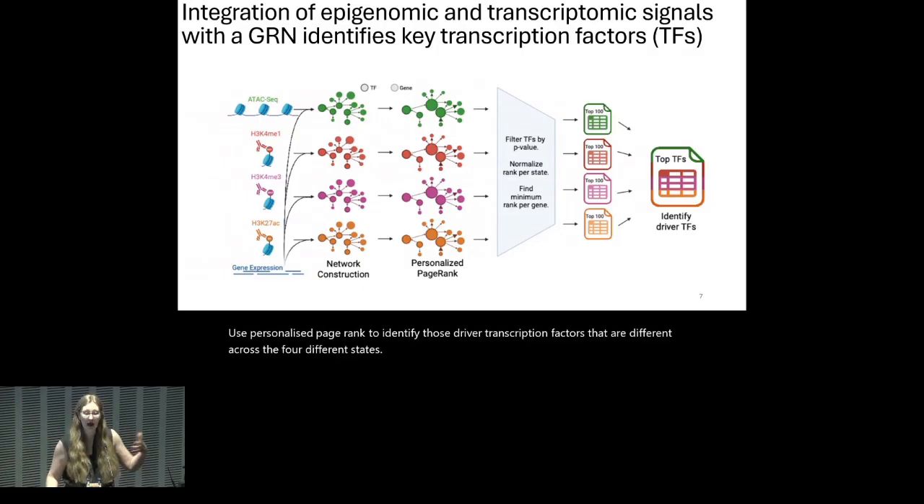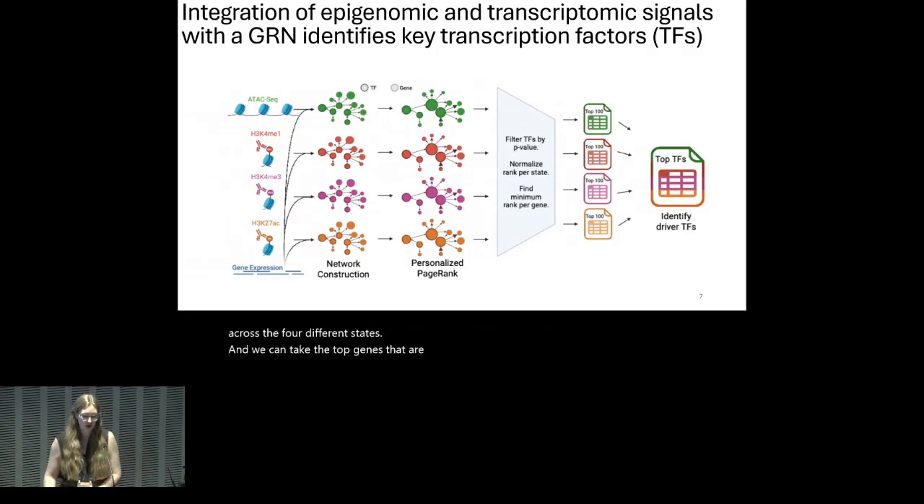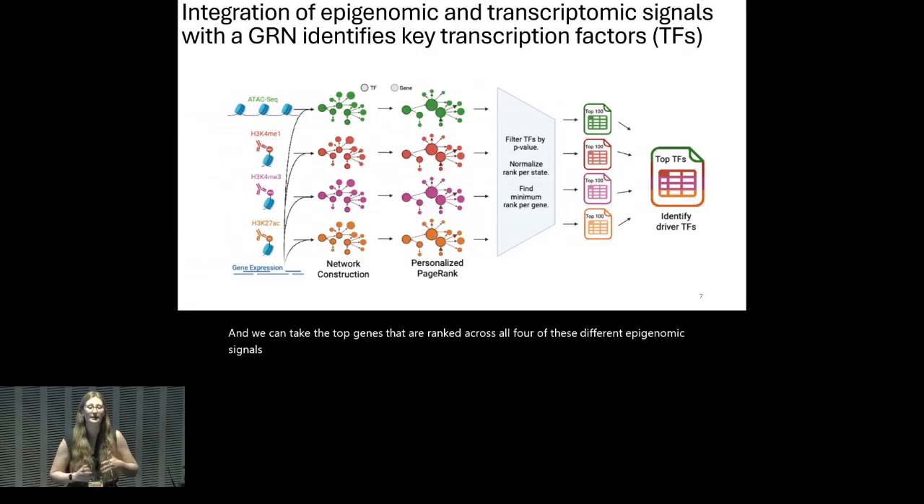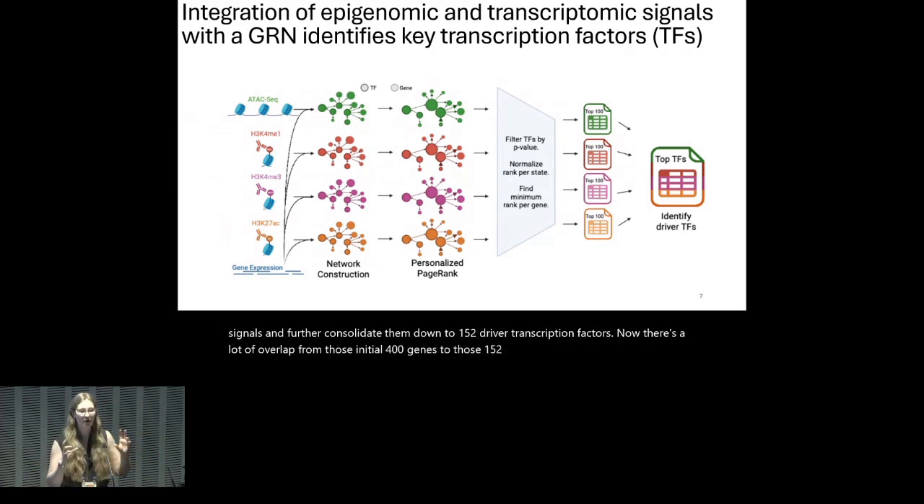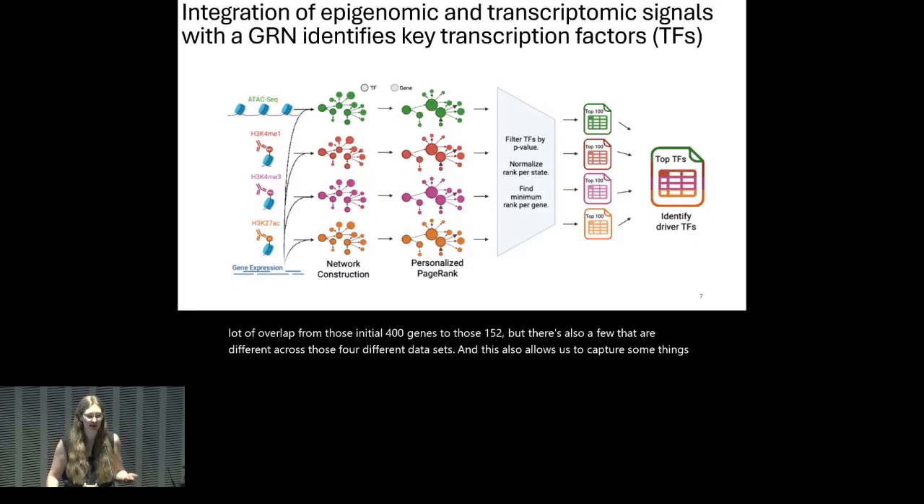We can take the top genes that are ranked across all 4 of these different epigenomic signals and further consolidate them down to 152 driver transcription factors. Now, there's a lot of overlap from those initial 400 genes to those 152, but there are also a few that are different across those 4 different data sets. And this also allows us to capture some things that maybe one of these data sets would have missed.